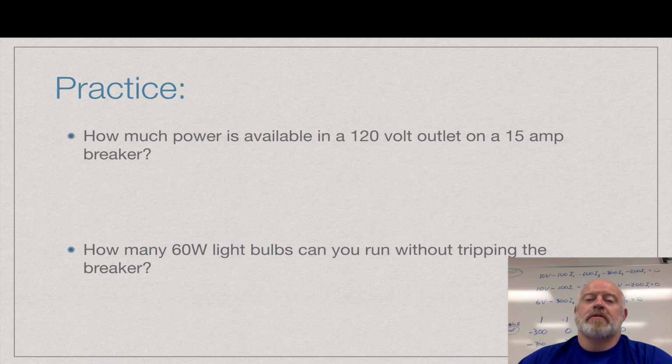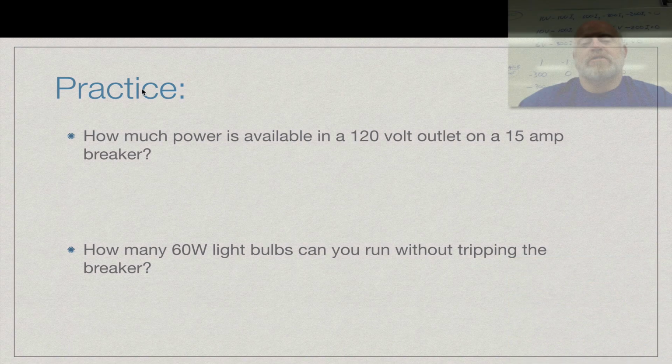Now, here are two practice problems to make sure that we're comfortable with the math with our power. So go ahead and work through these, solve them, pause the video, and when you're done, unpause the video, and we'll do the answers. Okay, now let's solve it.